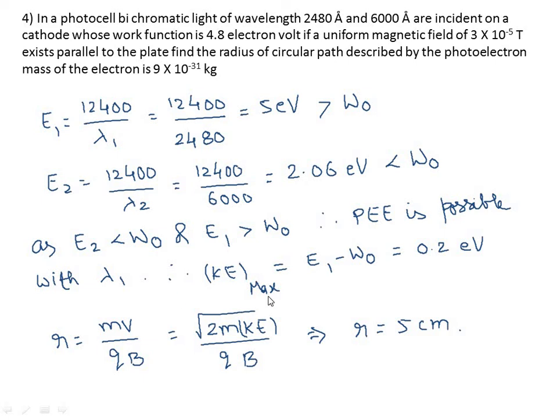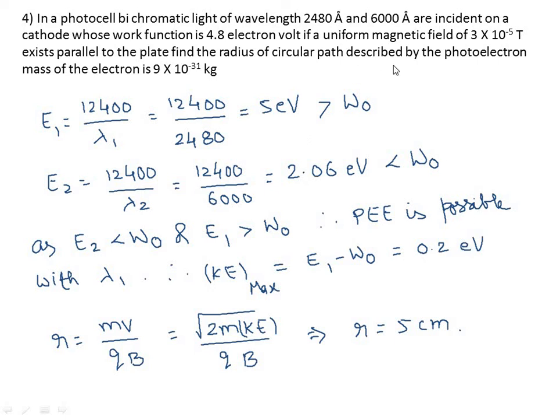Now the maximum kinetic energy can be given as h nu minus h nu naught, which is the equation. So KE max equals E1 minus W naught, which we got as 0.2 electron volt. How did I get E1 minus W naught? We have already calculated it: 5 electron volt minus 4.8, that is 0.2 electron volt.